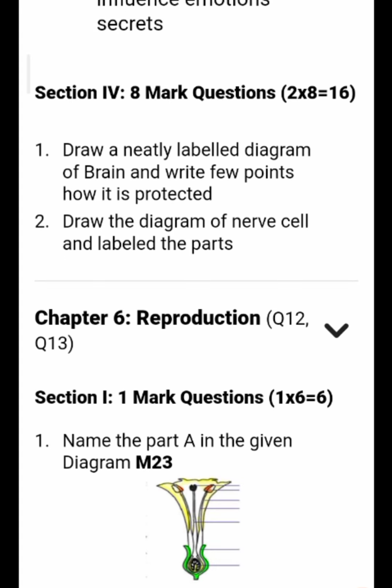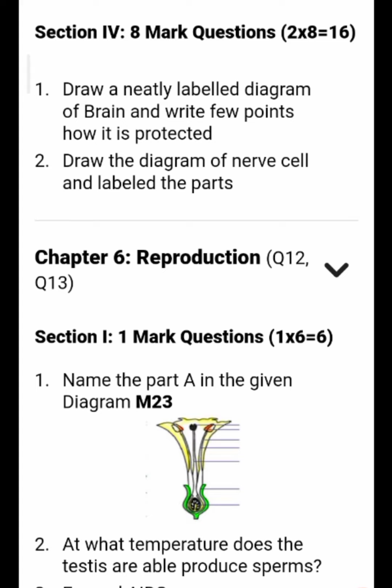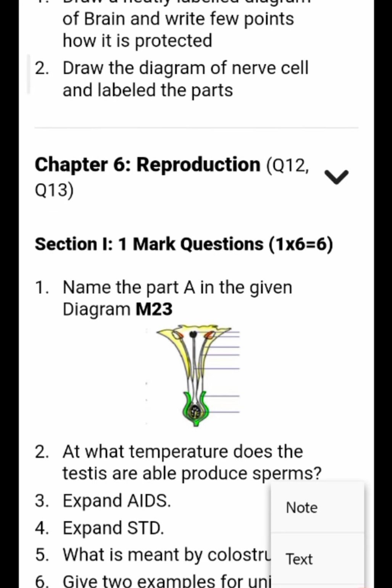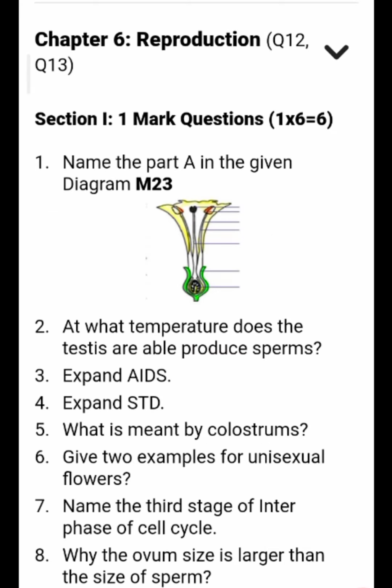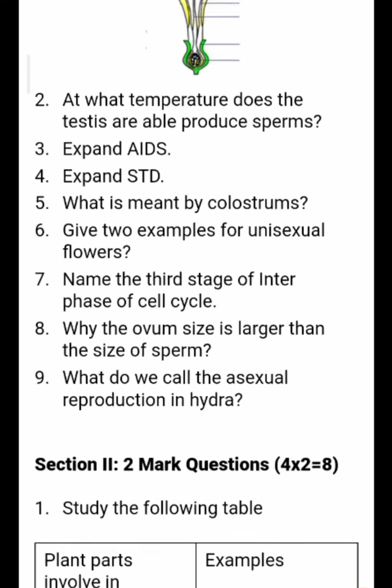Next, 8 marks questions. Draw a neatly labeled diagram of the brain and write a few points on how it is protected. Draw the diagram of a nerve cell and label the parts. Next, reproduction. 1 mark questions. Name the part A in the given diagram. At what temperature are the testes able to produce sperms?